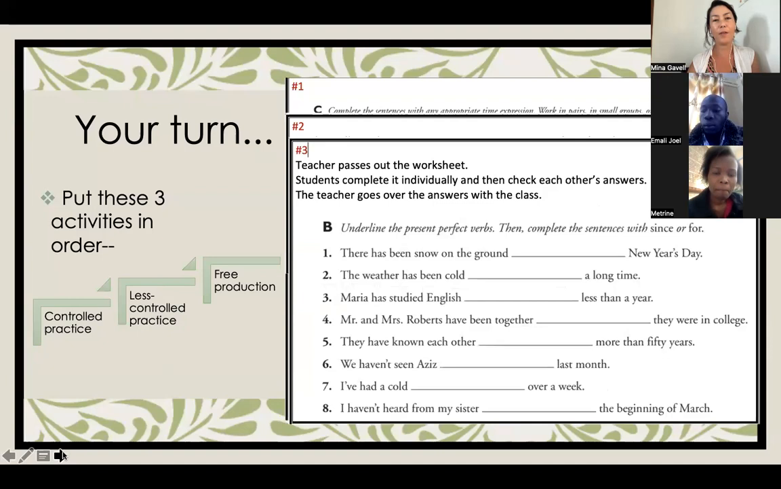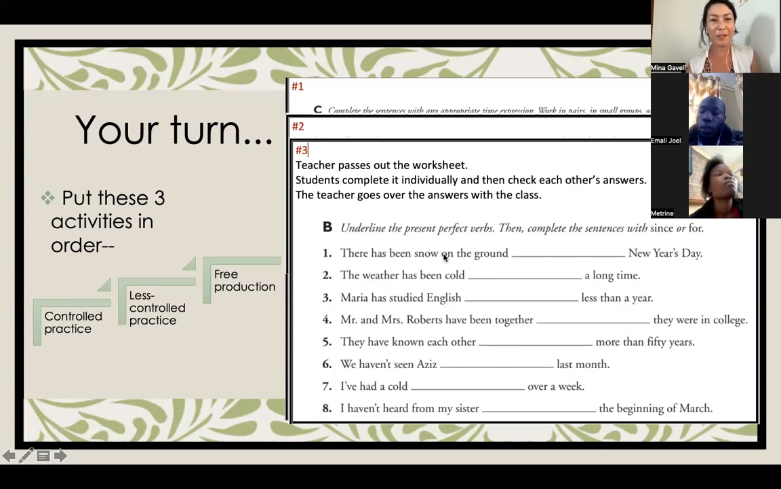And then finally, the third exercise here, the teacher passes out a worksheet, and students have to complete these sentences with since or for, and put that in these blanks. So these 3 exercises are also in the WhatsApp, but I'm going to open up the breakout rooms. Again, I'll give you 5 minutes in the breakout rooms, and you're going to decide which one is the controlled activity, which one is the less controlled, and going from there.